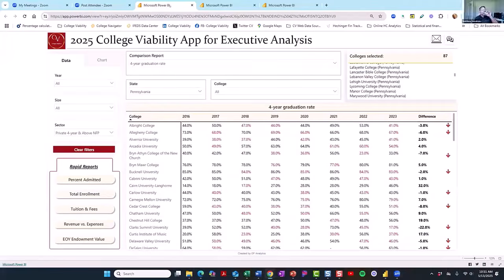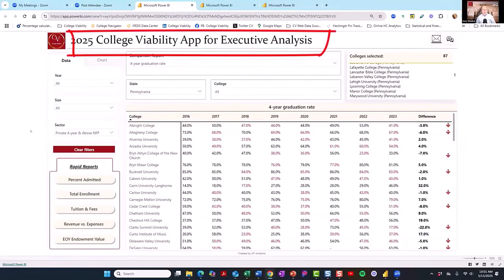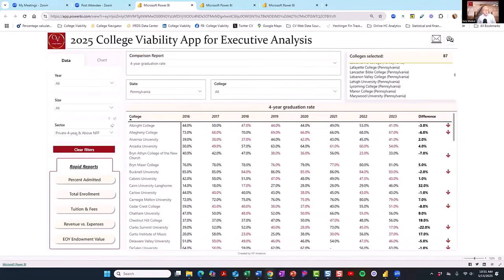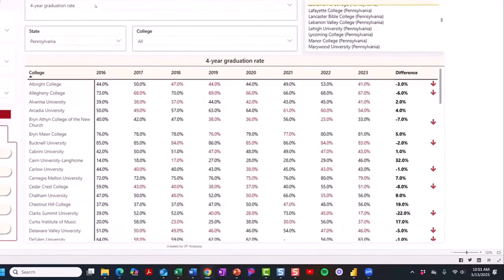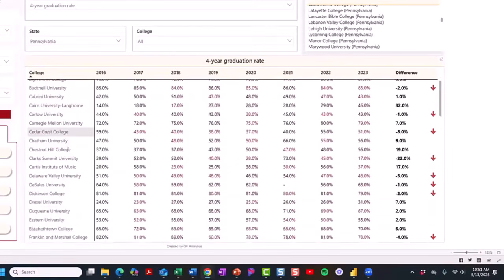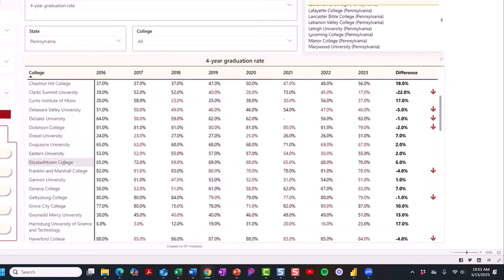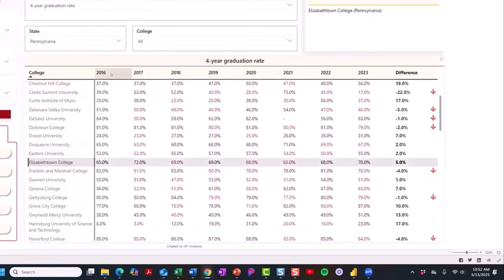Yep. Let's take a look at Elizabethtown from Pennsylvania on the 2025 College Viability app. This is the executive analysis version. And what I've done is I brought up all the private colleges. I could have brought up the publics, all the private colleges in Pennsylvania, and just the state of Pennsylvania. And what we can do is we can go down here and see how Elizabethtown compares. And again, the data we're looking at here is from 2016 to 2023.